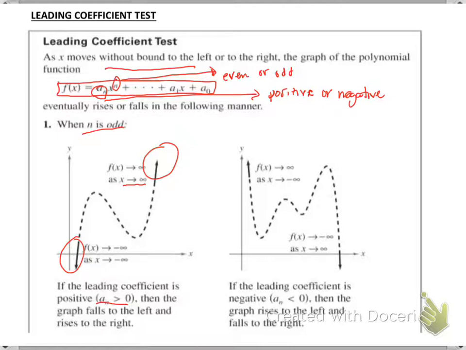If n is odd and a sub n is negative, then it flips. So now as x goes to positive infinity, the function goes down. And if x goes to negative infinity, the function goes up. Now remind me in class on Friday to show you sort of a trick in understanding this better, and if it helps you, you can use it. If not, you just need to remember these combinations. So this is when n is odd.